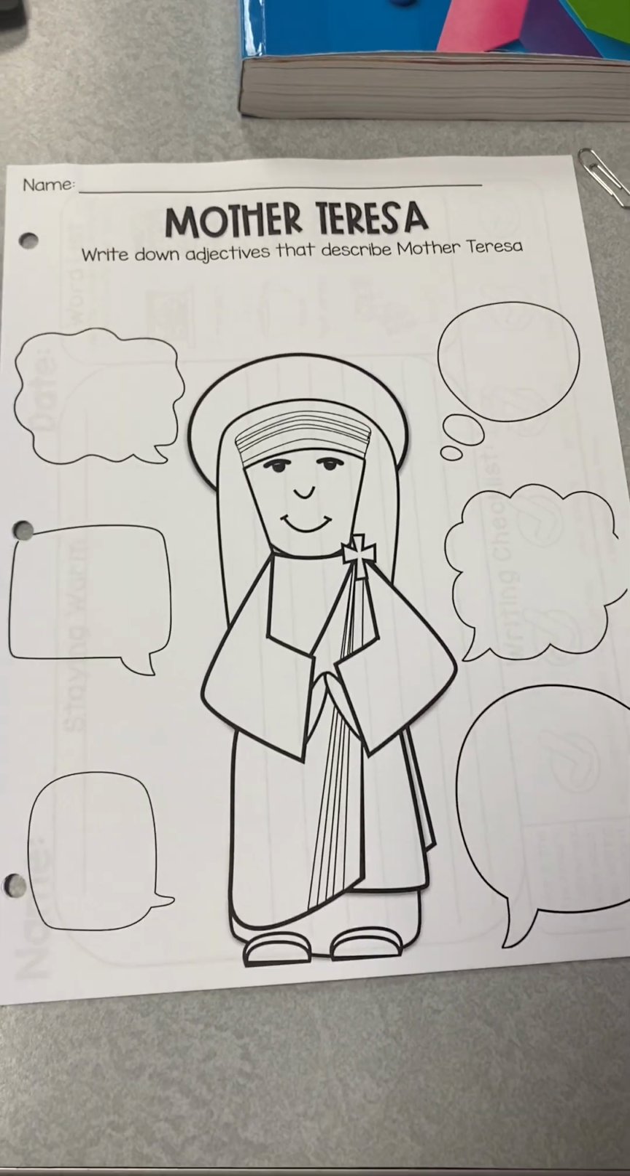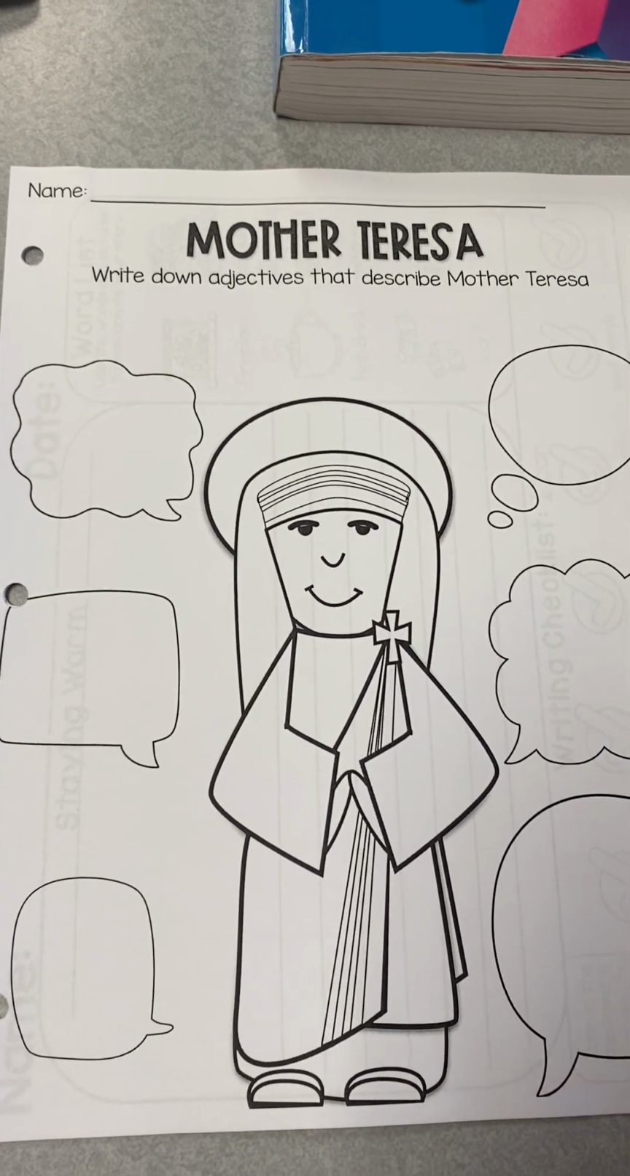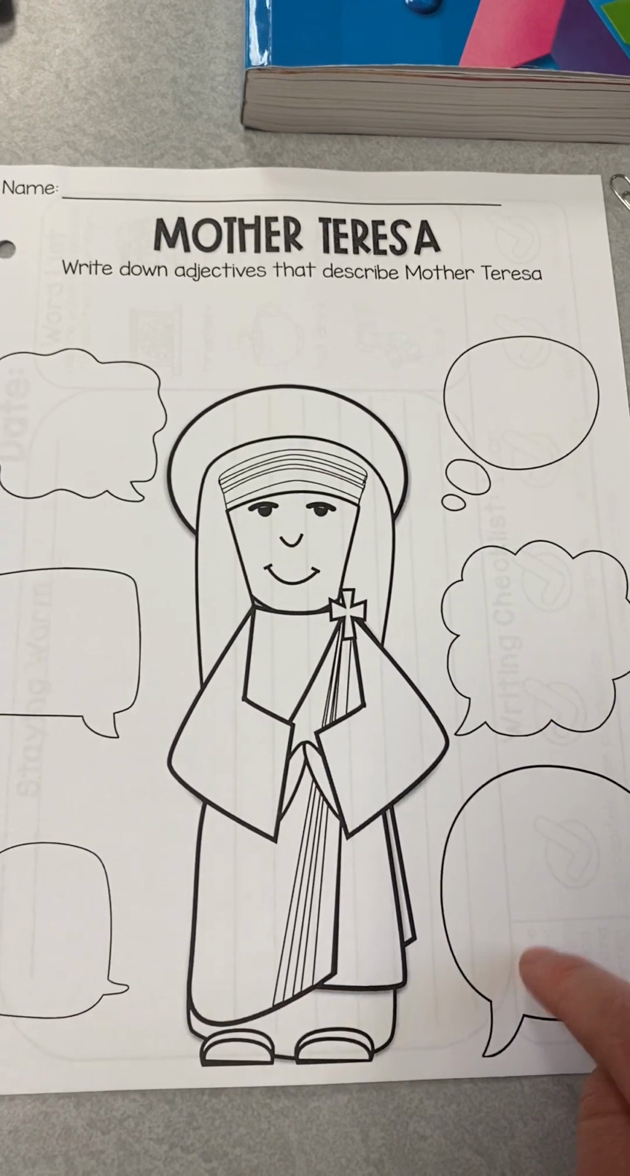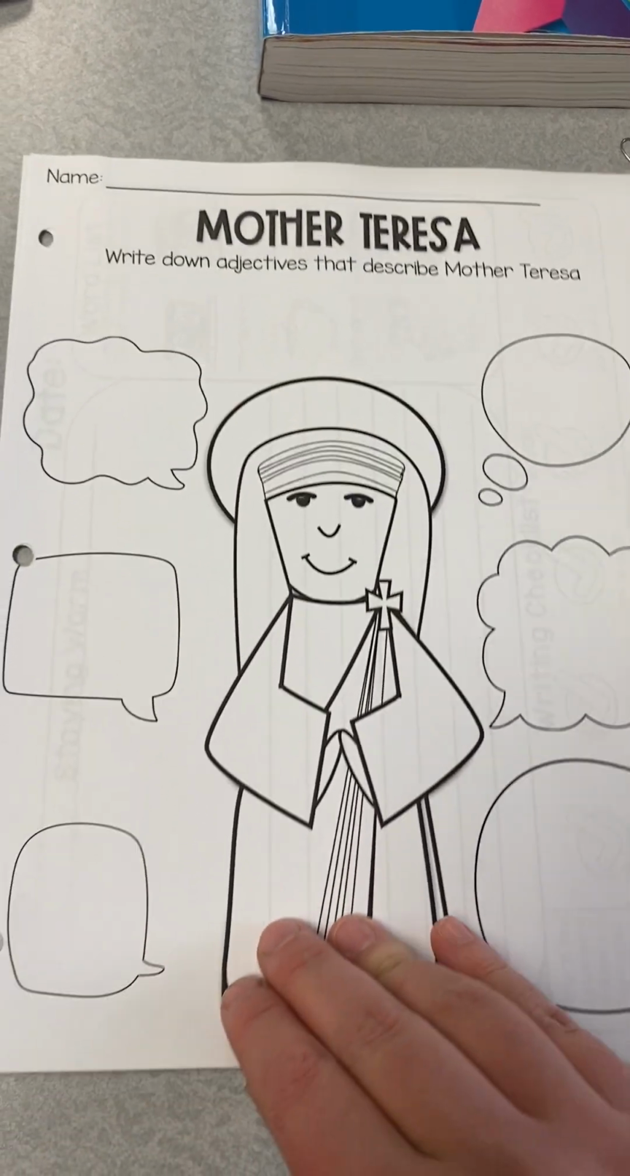Here it says write down adjectives. Now remember, adjectives describe a noun. So we're going to describe Mother Teresa. Come up with adjectives that describe her. Parents, you are more than welcome to help them if they get stuck.